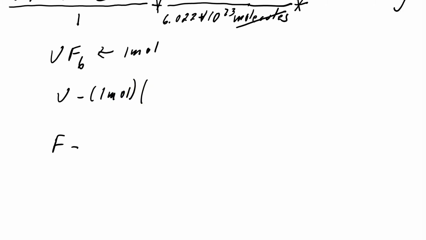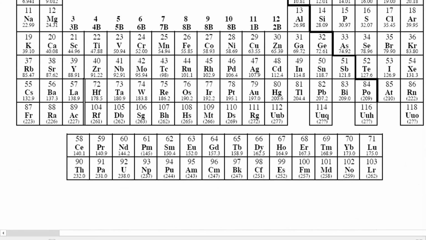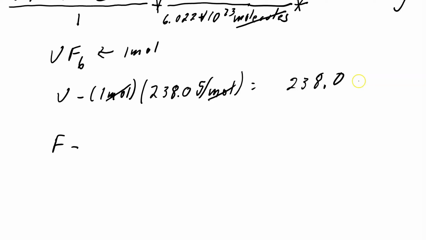Now let's get the molar mass of uranium, and we see that uranium is on the lower part of the periodic table, an element we don't use too much, and 238.0 is the molar mass of uranium. That's the number we want. So let's put down 238.0 grams per mole. Moles cancel. I'm left with grams, which of course is going to be 238.0 grams.